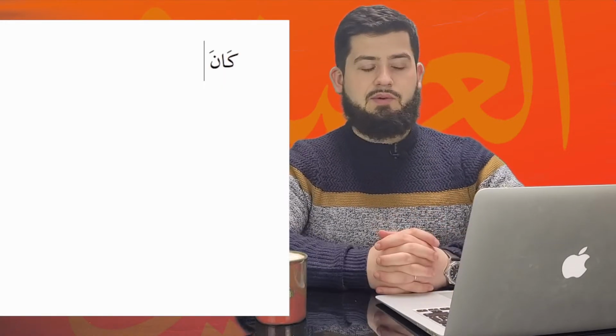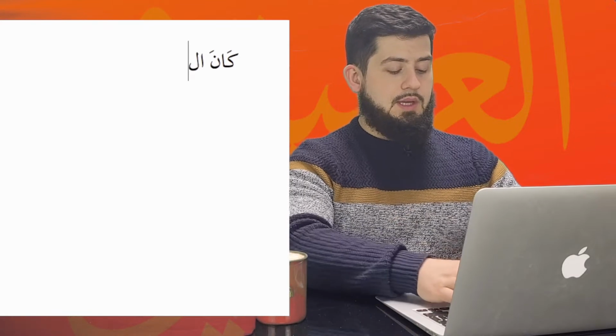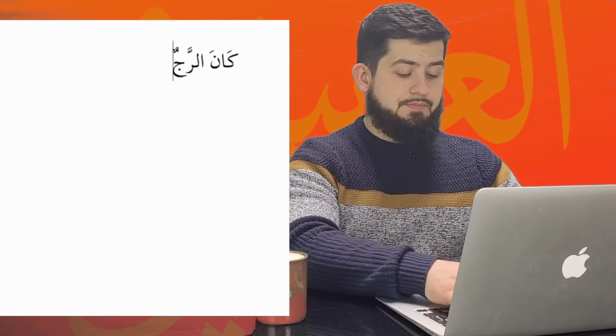So when we learn about Kana and her sisters in step 10, obviously we learn a really important rule, that the khabar of Kana is mansoob. So what does that mean? For example, let me make a little sentence for you. We'll put Kana. Let's keep it nice and simple. Kana ar-rajulu. So the man was.